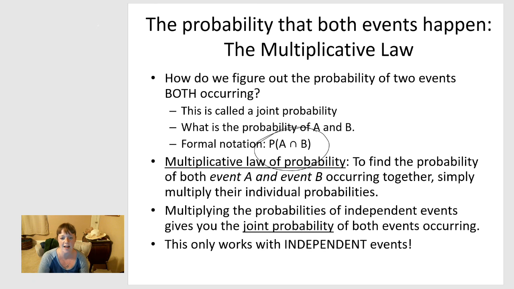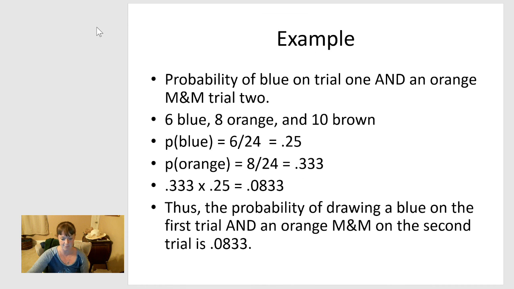What is the probability of event A happening and event B happening at the same time? Well, we can figure this out for independent events only. You can't figure it out for dependent events, at least not in this class. But if the events are independent, meaning they don't influence each other probabilistically, then you can use what's called the multiplicative law to figure out the probability of the events occurring together. And it's super straightforward. You simply multiply the probabilities together. So let's look at an example of that.